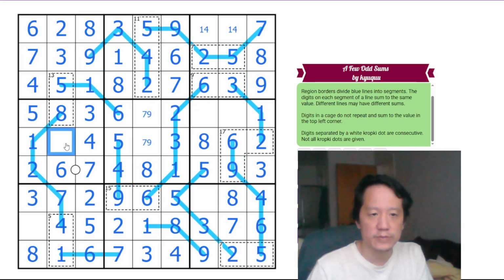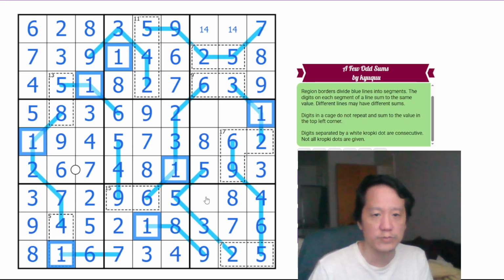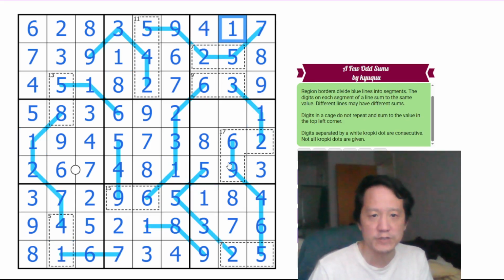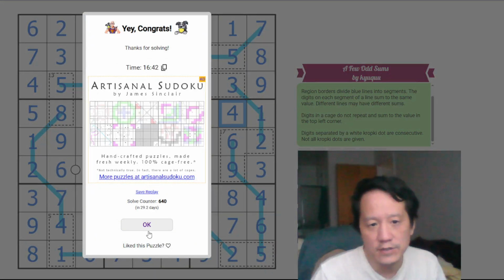And that leaves 9's. We know 9 has to be here, and it has to be here, which makes this 7, which makes that a 9. That gives us all the 9's. 1's can only be here, which makes this a 4, which makes that a 1. That leaves this as a 7 and this as a 4. And that's how you solve it.